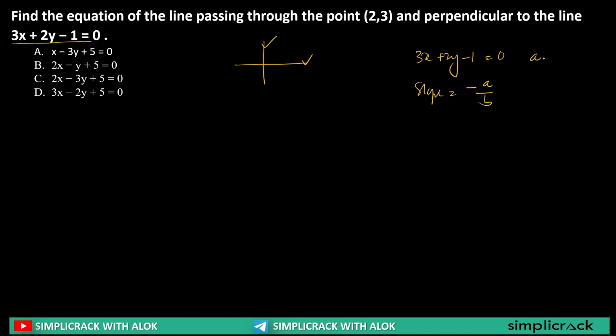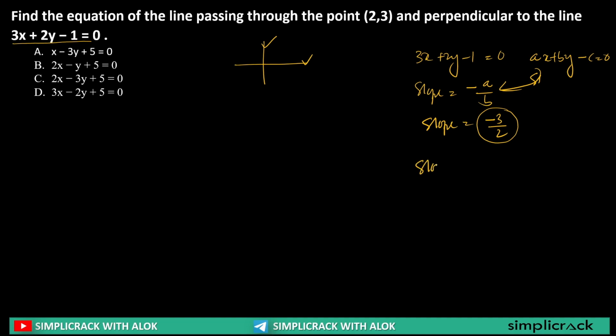So if this is an equation, then the slope of this equation is this one. Here in this equation, the slope will be minus 3 by 2. Now, I have said that if two lines are perpendicular to each other, then the other slope will be the negative reciprocal of this.